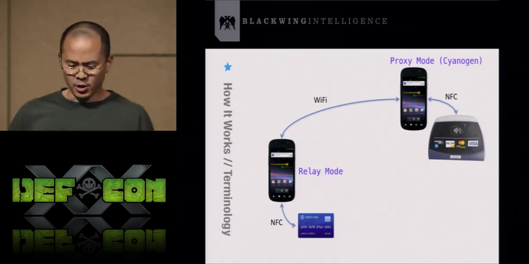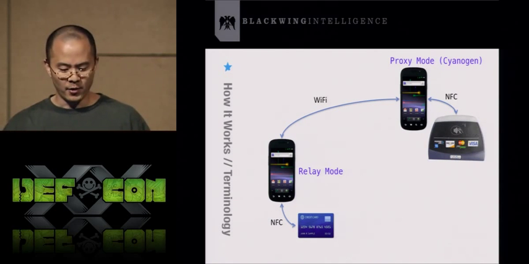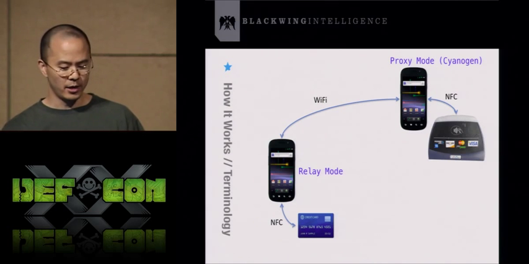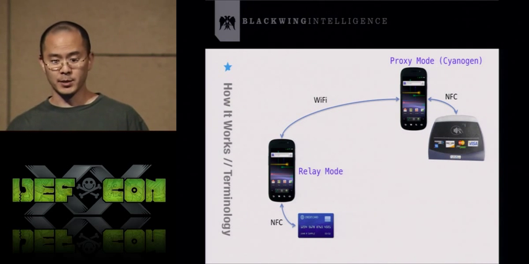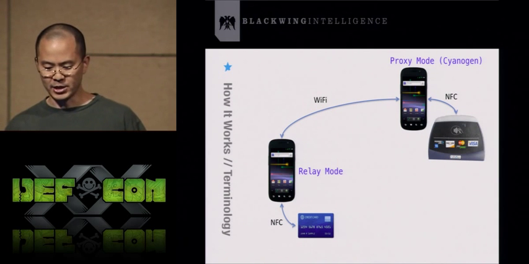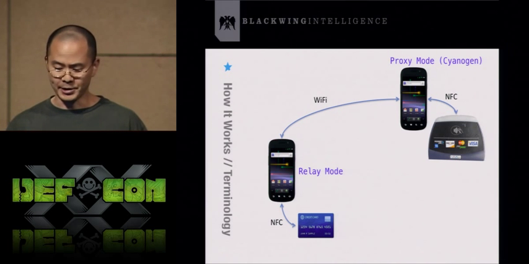So just some terminology before going on. The phone on the left that sits on the credit card, I call that phone in relay mode. The phone on the right, I say that is in proxy mode. And that's the phone that needs the CyanogenMod code because it needs to detect the credit card reader.